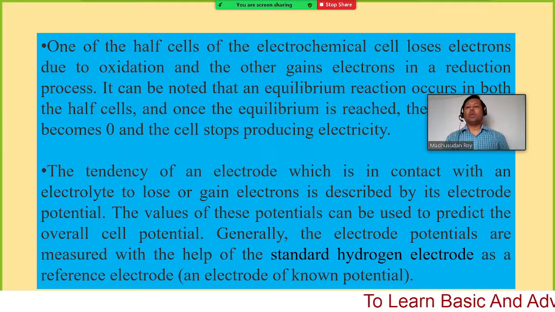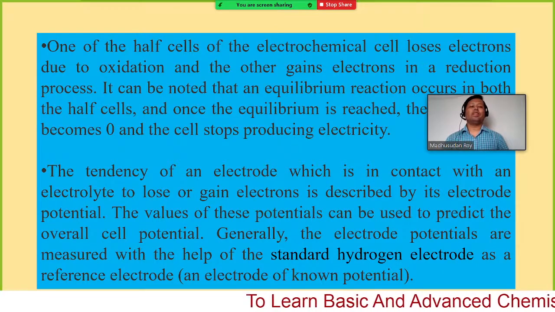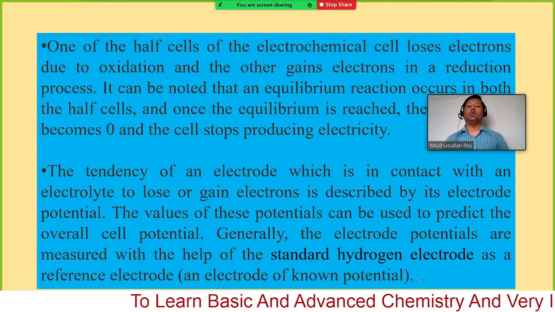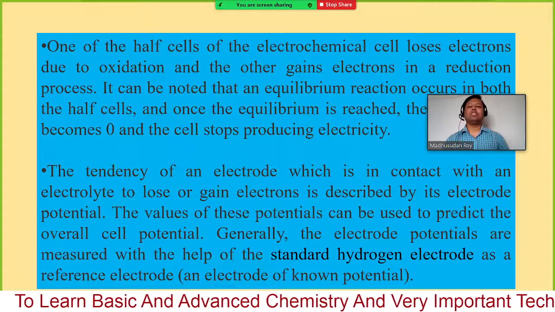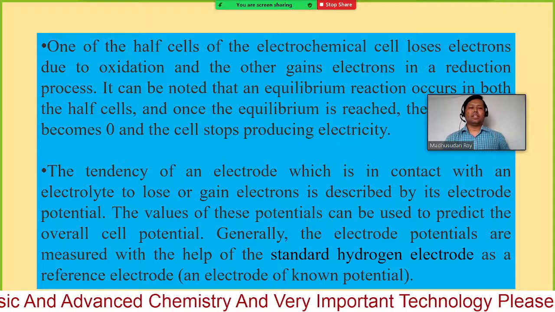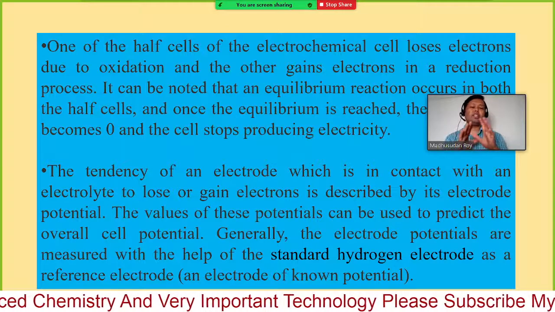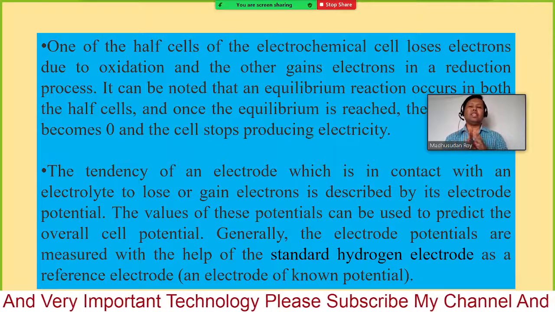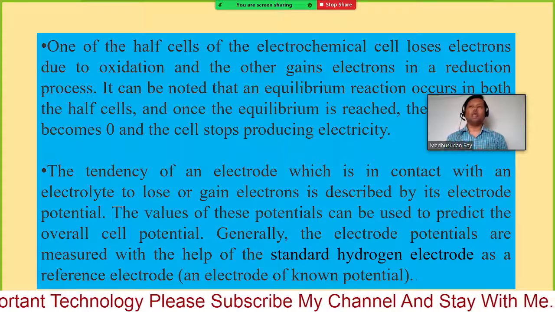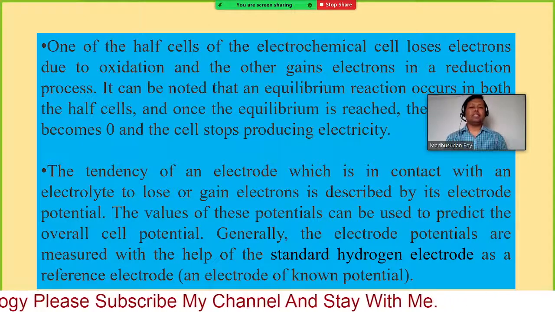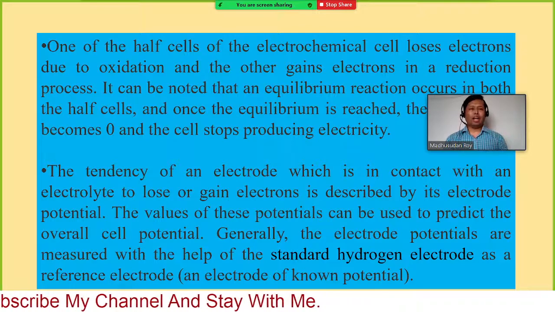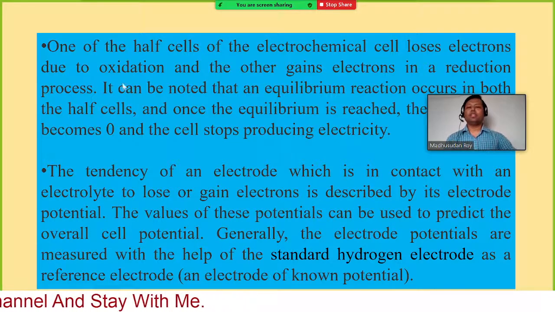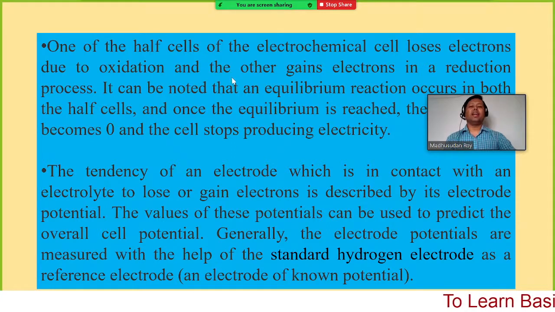One of the half cells of the electrochemical cell loses electrons due to oxidation and the other gains electrons in a reduction process. I have mentioned in a single sentence that the tendency to gain or lose electrons is measured as the EMF of the half cell. So here we have mentioned it in another way: one half cell loses electrons due to oxidation and the other gains electrons in a reduction process.